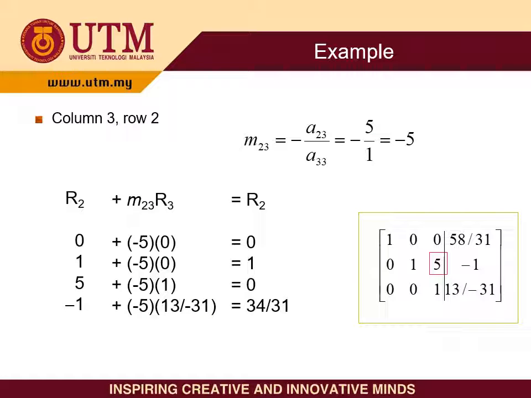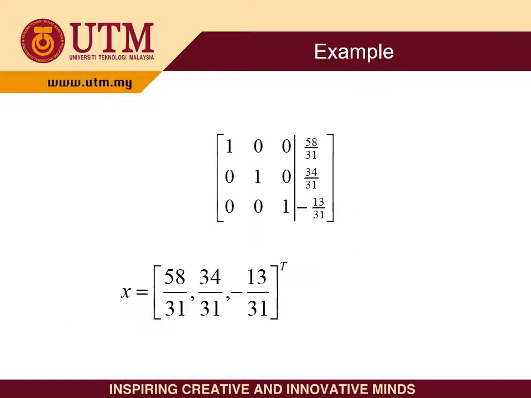And how do they want to do it? M23, because row 2 column 3, and then they need to change row 2. Alright, so negative 5 here. So this is the R2, 0, 1, 5, negative 1. Negative 5 as M23 multiplied by R3, 0, 0, 1, 13 divided by negative 31 here. So the new R2 will be 0, 1, 0, 34 over 31. This is the new R2.